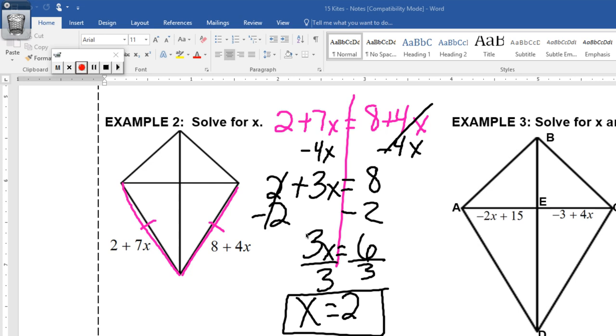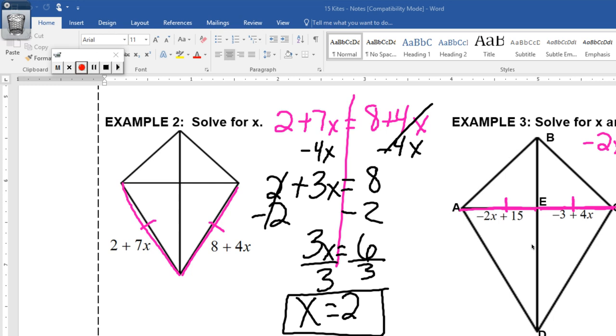Let's look at example number 3 now. For example number 3, they're telling you that this piece of the diagonal is negative 2x plus 15. The other piece of this diagonal is negative 3 plus 4x. Because AC is the smallest diagonal, I know that it's being cut in 2 equal parts. So they're equal to each other. So to solve for x, we're going to put negative 2x plus 15 equals negative 3 plus 4x.